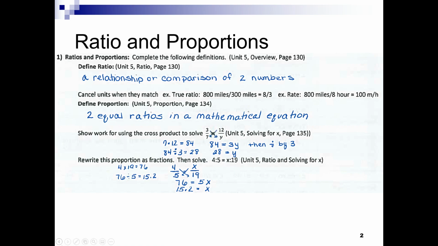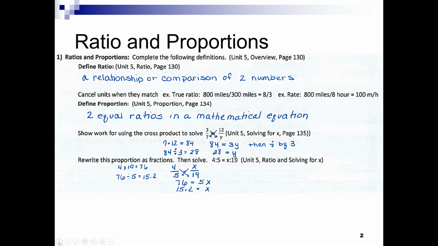Hello, our topic is ratios and proportions. Two concepts go together mathematically. So let's take a look at our pre-lecture notes and the things that you wrote down about them. A relationship or a comparison of two numbers is a ratio.